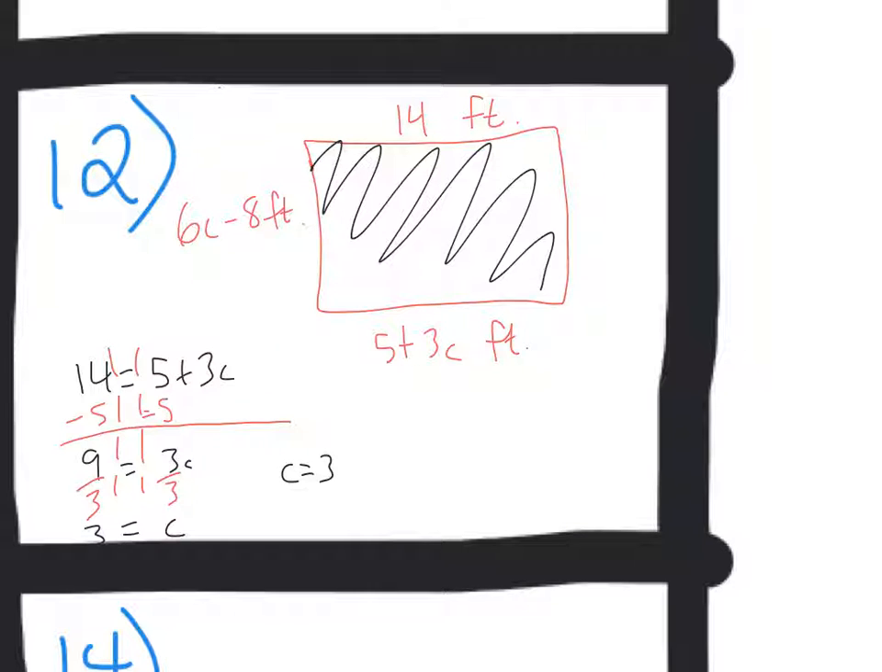Okay, so I know c equals 3. Now, let's go ahead and plug that into this expression right here. So we're going to write 6c minus 8. But instead of the c, we're going to replace that with a 3, 6 times 3 minus 8. All right, that gets us 18 minus 8, which is equal to 10. So that means this side right here is equal to 10 feet.